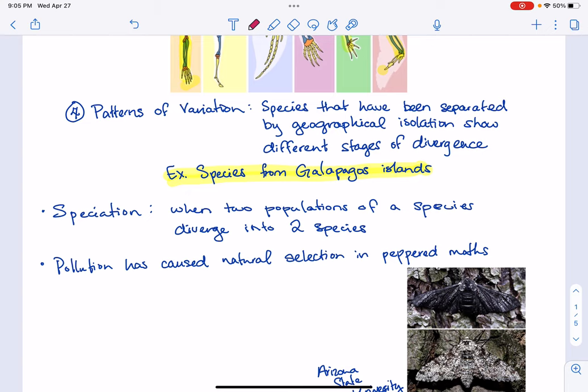We have seen that over time, originally they were all a part of the same island. And then when the island separated, they eventually adapted to the island that they were on. And there ended up being physical traits that were different between the different islands.